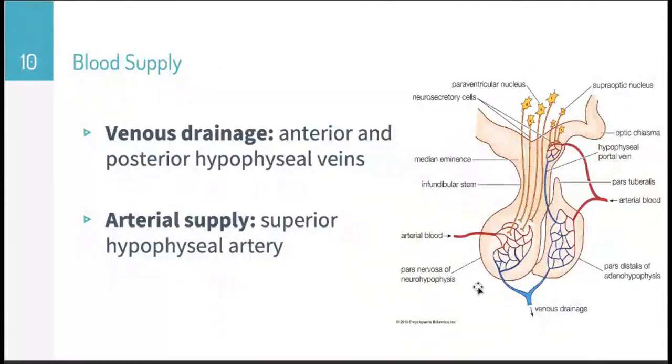So this whole system here with your capillary plexus is known as your hypophyseal portal system. And as we mentioned, it permits the hypothalamus to communicate with the anterior pituitary by the release of various neurotransmitters into the bloodstream.